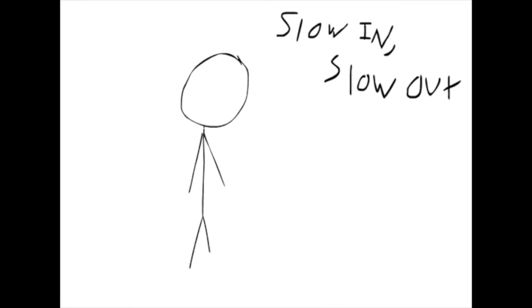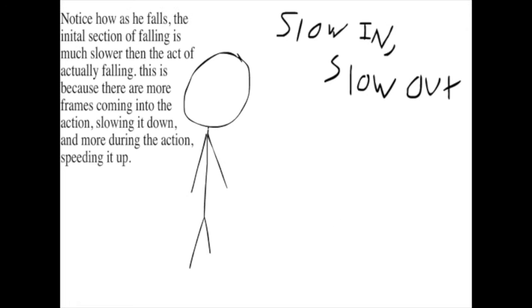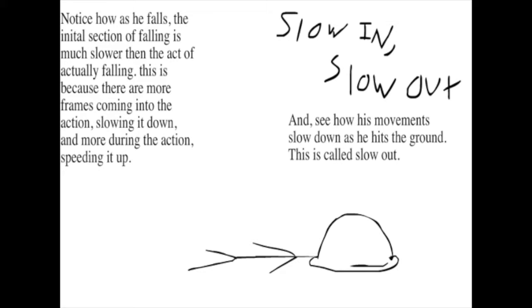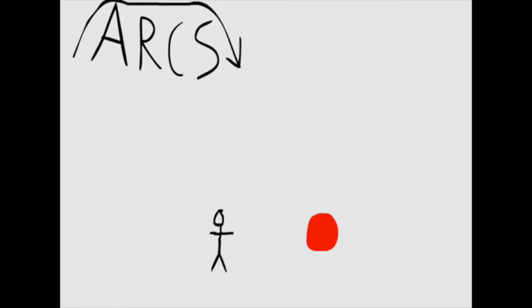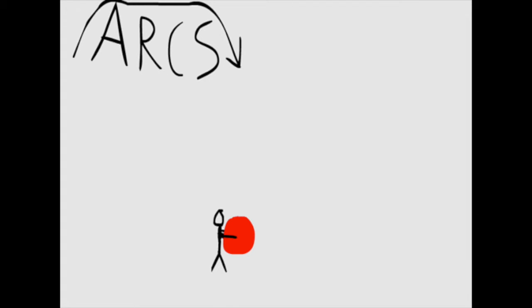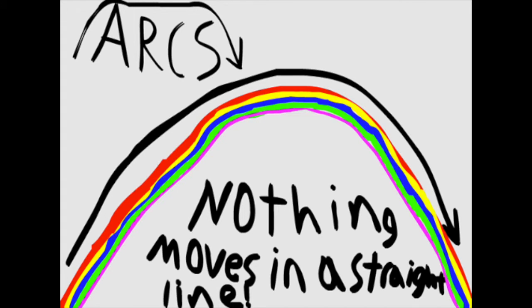Slow out and slow in is one way of making animation more efficient and realistic. It is when there are more frames near the start and finish keyframes, and fewer during the action in the middle. Arcs are important because nothing in real life moves in a true straight line, from swinging arms to thrown objects. There will always be forces influencing their movement, arcing their path.